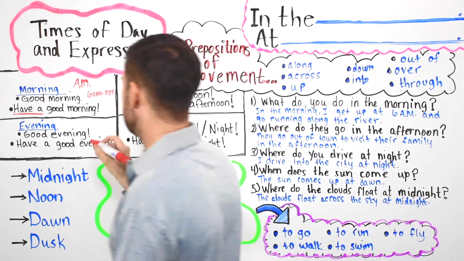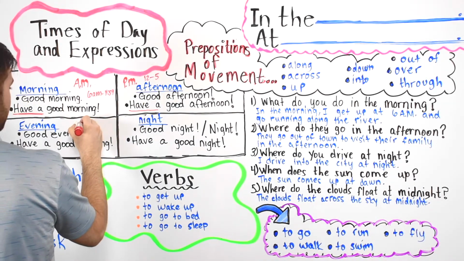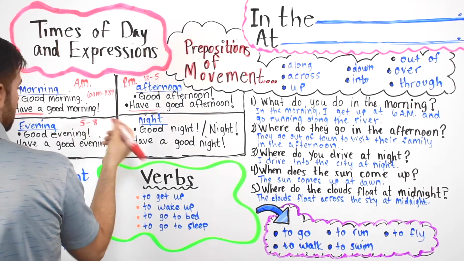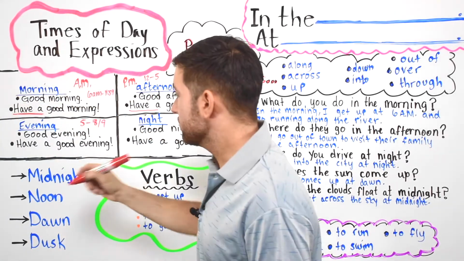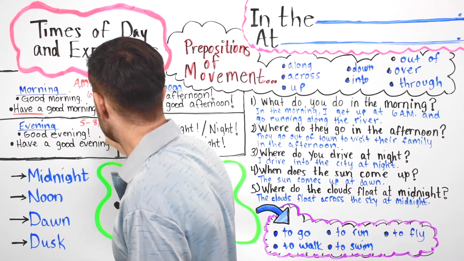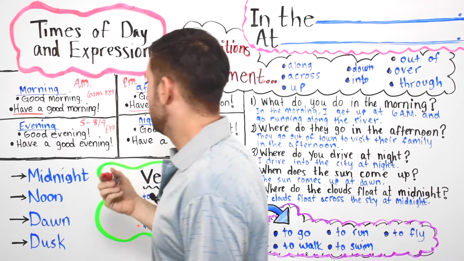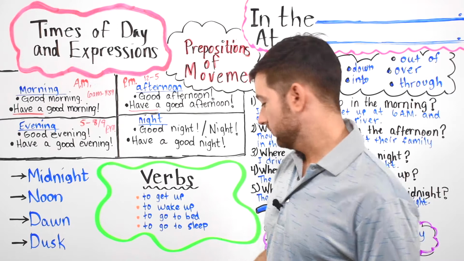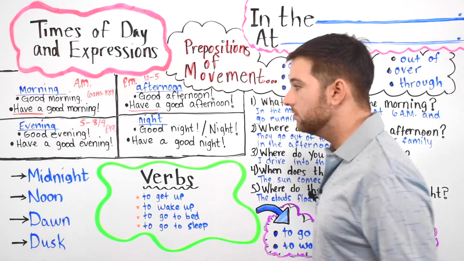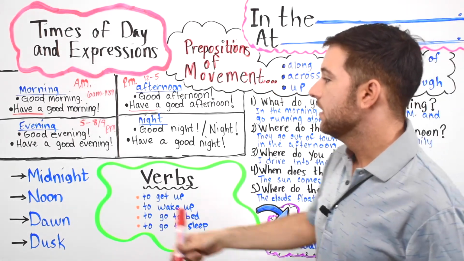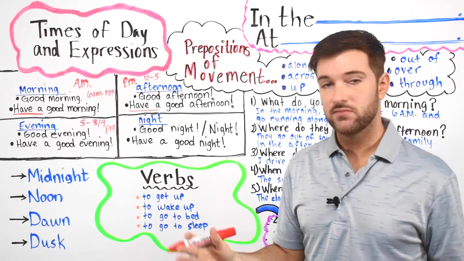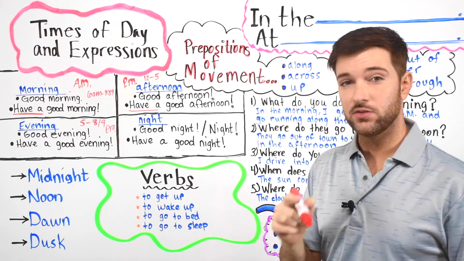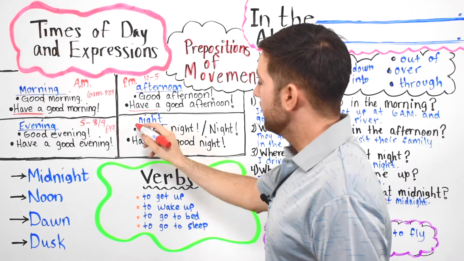Next you have evening, and evening usually is from 5 to about 8 or 9 o'clock. Also this is the PM, okay, so PM is also evening. You could say good evening, right? Good evening, how are you? Hi, good evening. And then also to say goodbye, you say have a good evening, okay? That's it.